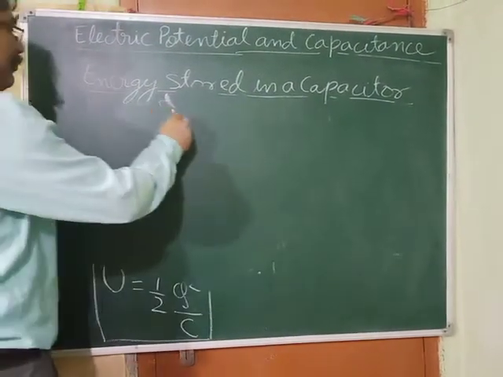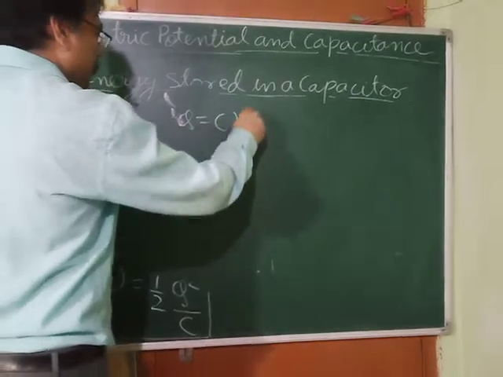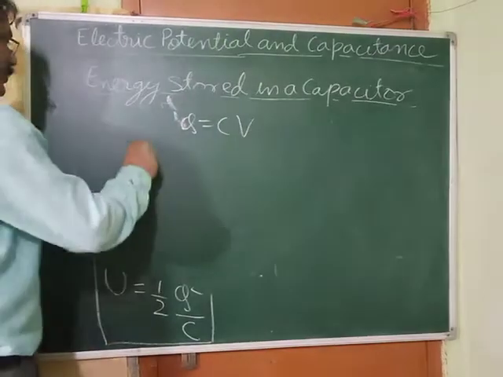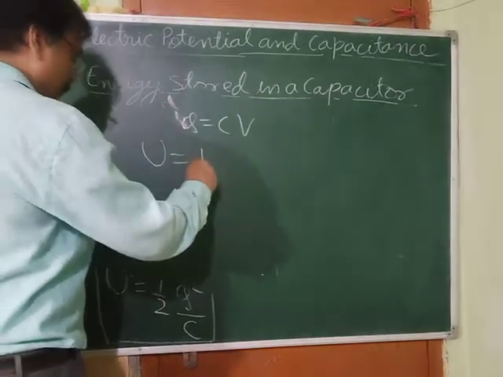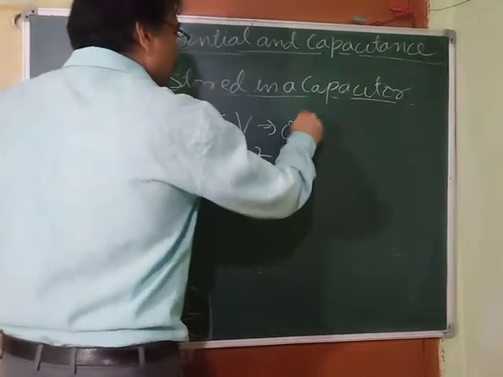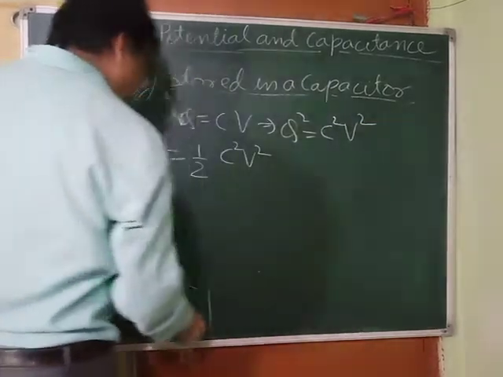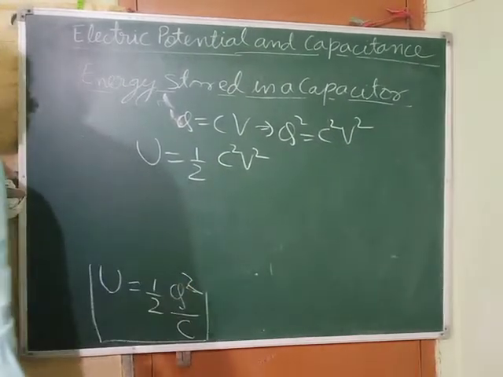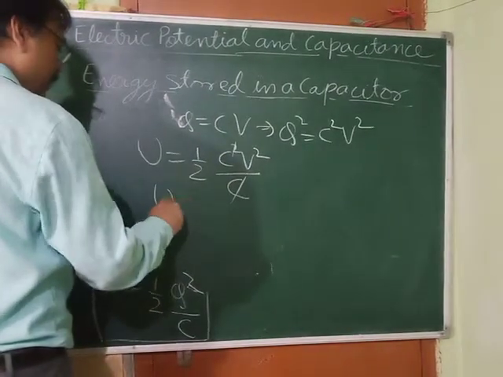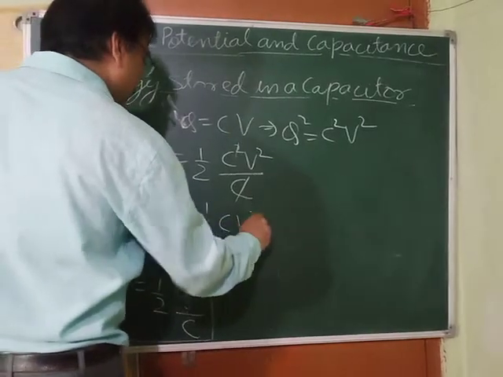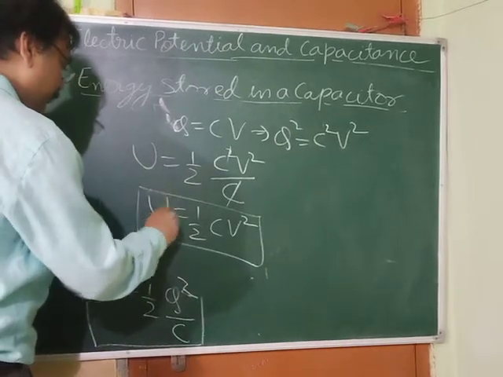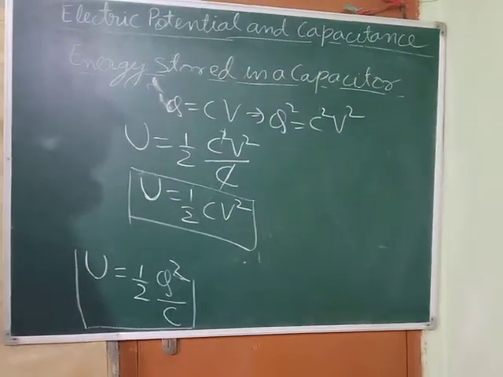See, we know from the definition that Q is equal to CV. So Q is already appearing. Let us remove this. At the place of Q we can write CV. So what will we get? U is equal to 1 by 2 C square V square, because Q square was there. So Q square is equal to C square V square, and you can put its value here. We will get C square V square by C, and this C and this square cancel out. What we get? U is equal to half C V square. This is the most utilized formula, which is used maximum, half CV square.